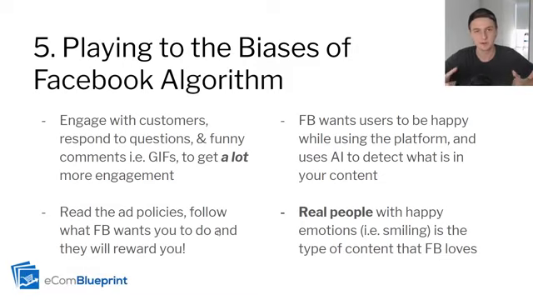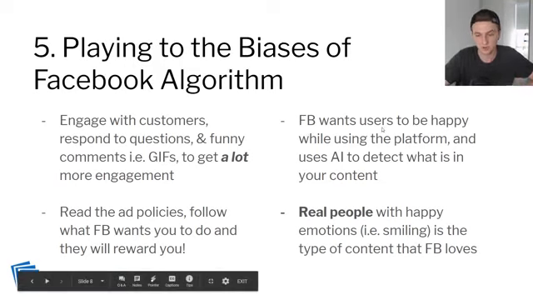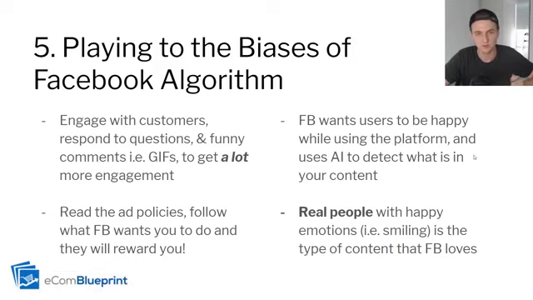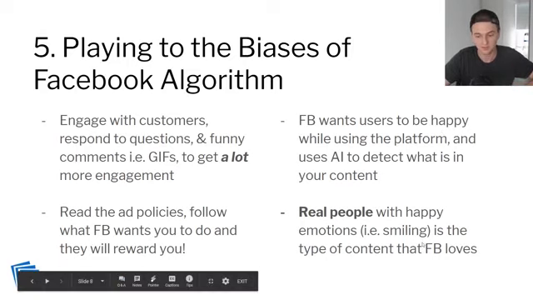If you look at the top advertisers on Facebook, they do exactly what Facebook wants them to do. So just follow what Facebook wants you to do, read Facebook's recommendations and follow that, and usually it'll work really well. One more thing is Facebook wants users to be happy on the platform, and it uses AI to detect what's in your content. Facebook by default prefers happy content. And so real people with happy emotions is the type of content that Facebook loves. This is the type of content that does best.